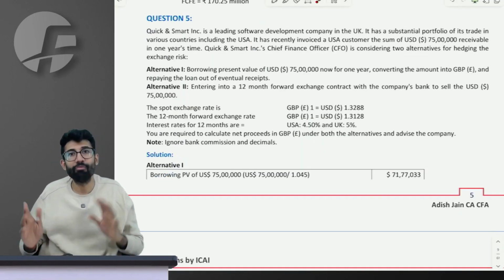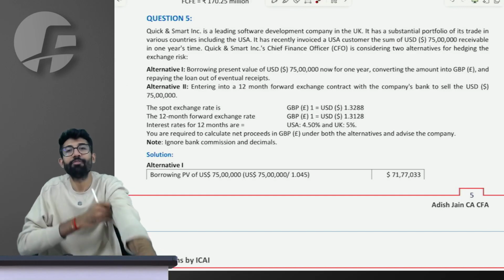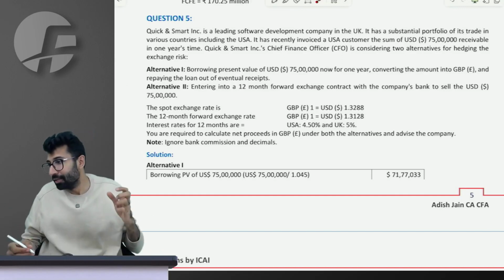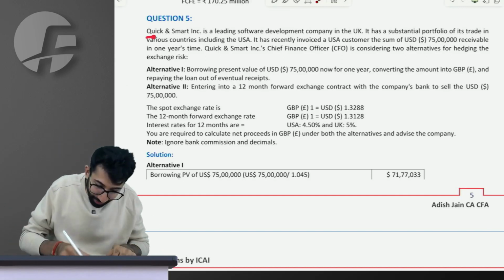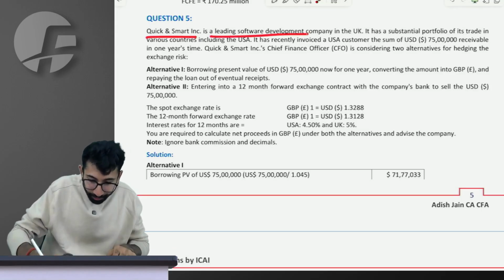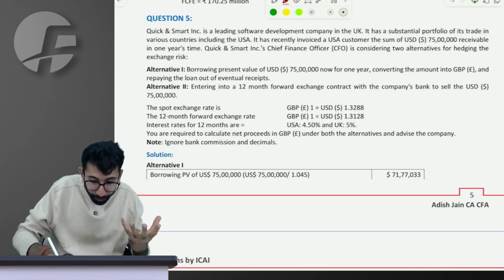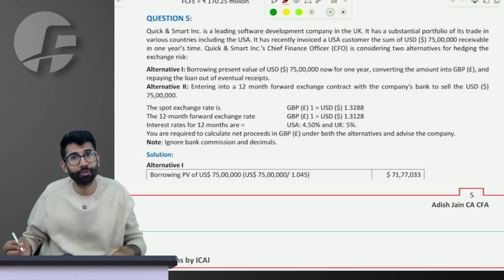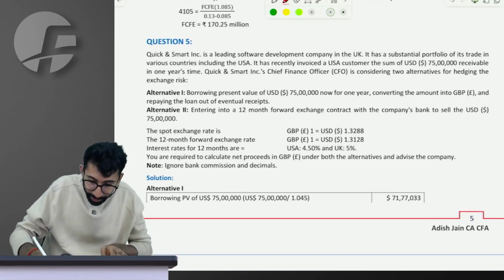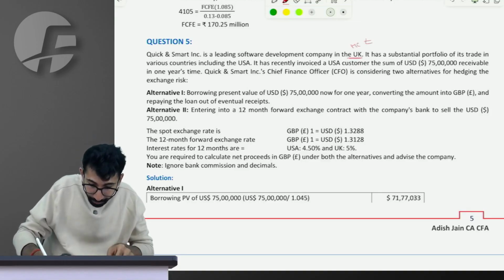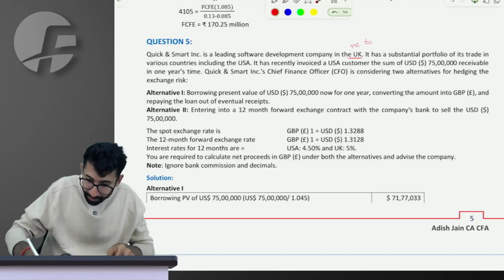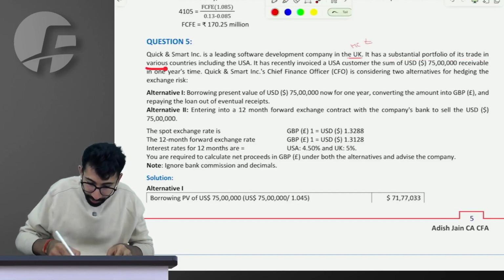Again, let's see what this question from the September 25 attempt exam paper is trying to tell us. Quick and Smart is a leading software development company in UK. Fine. Sir, this is there in Forex. What is the approach that we follow in the class? We say when you have a company in UK, the home currency is pound. Fine. What's the next thing? It says it has a substantial portfolio of trade in various countries.